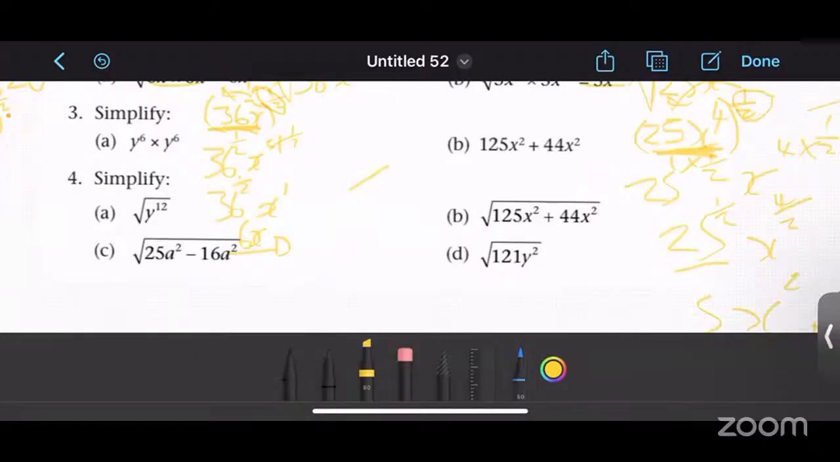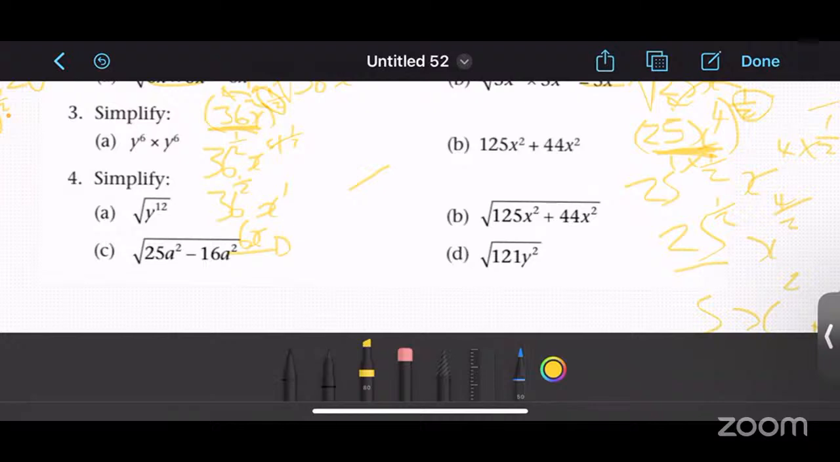Busisiwe. Sorry, ma'am. Ma'am, I got y to the power of 12. Y to the power of 12. 6 times 6 is equal to 12. Ma'am, it's 6 plus 6, ma'am. Is it not 6 times 6? Ma'am, I don't think so.